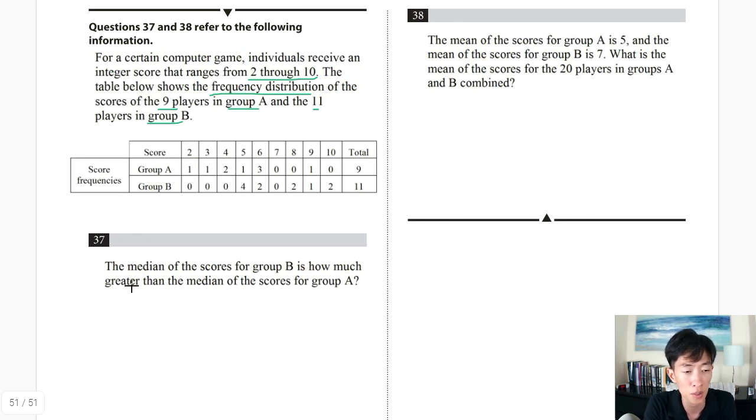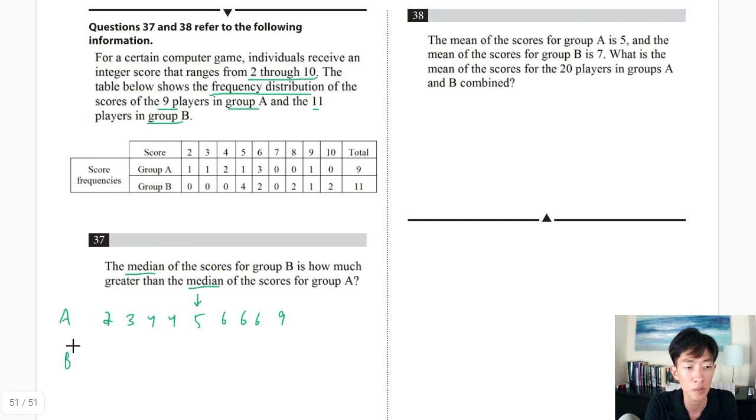So question 37 is asking: the median of the scores for Group B is how much more than the median of the scores for Group A? All right, to figure out the median, we just have to list these out in order, and then we can easily see it. So one person got a score of 2, one person got a score of 3, there are 2 4s, there's 1 5, 3 6s, and 1 9. Given that this has a total of 9 elements, the median is going to be the middle, which is the 5th one. So that's going to be 5 for Group A.